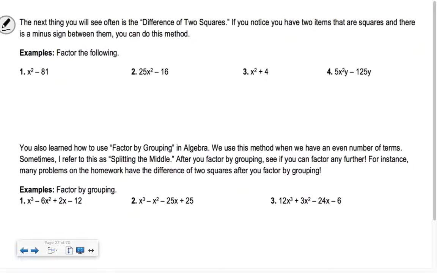All right, so the next thing that you're often going to see is the difference of 2 squares. So this is a very specific setup. So if I have something like x squared minus 81, notice how there's only 2 terms there, x squared and 81. The sign in between them is a minus. Okay, do you guys remember how to do this from Algebra 1? Yeah, do you know? What do you do?